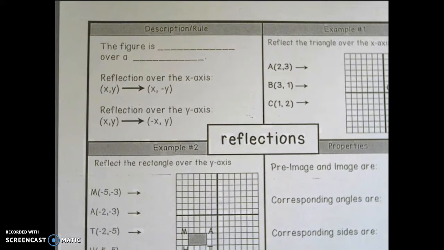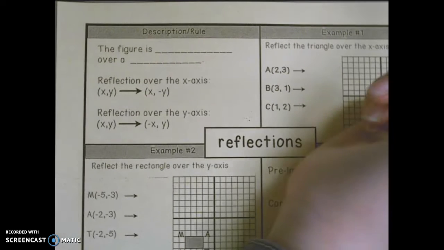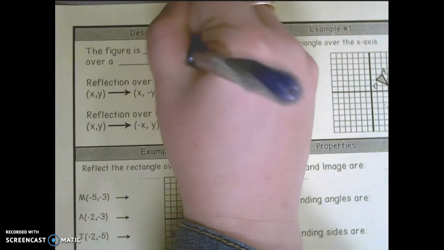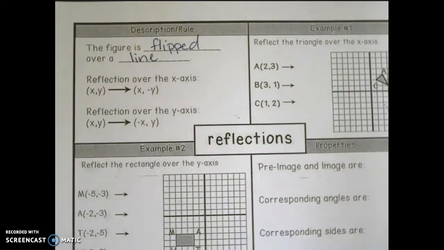Alrighty, so we're going over reflections and we're going to be completing our notes. Our description and rule for reflection: the figure is flipped over a line. Just like when you see a mirror and between you and that mirror there is a line, your image is flipped over it, meaning the same side isn't the same side. So think about reflections as a mirror. Whenever you look in it, you see the same thing, just on the opposite side of you.